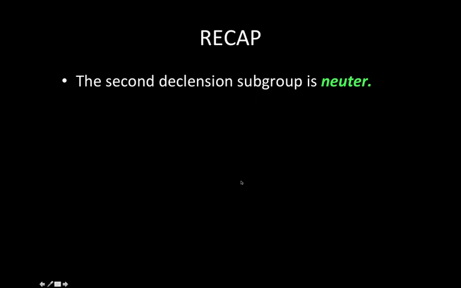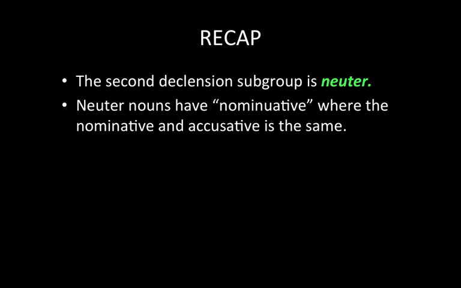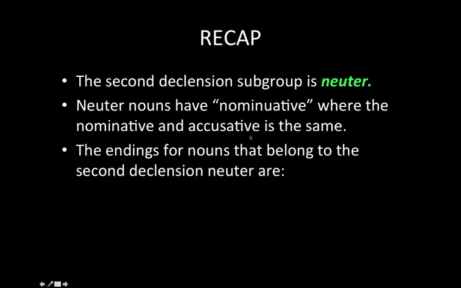So to recap, the second declension has a subgroup, which is neuter in gender. Now this works a little differently than the regular second declension because neuter nouns have what we call nominative-accusative agreement, where the nominative and the accusative cases must be the same ending. The endings for nouns that belong to the second declension neuter are as follows: -um, -i, -o, -um, -o, -a, -orum, -is, -a, -is.